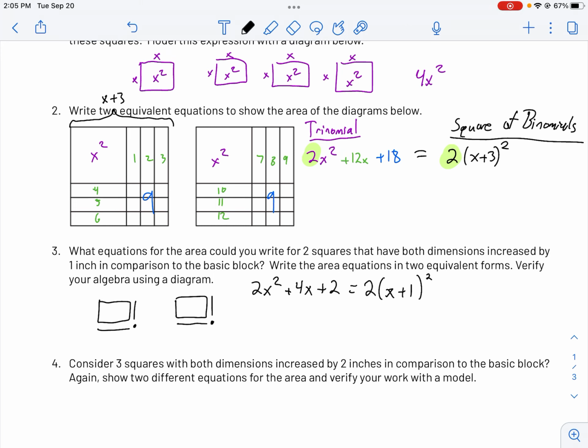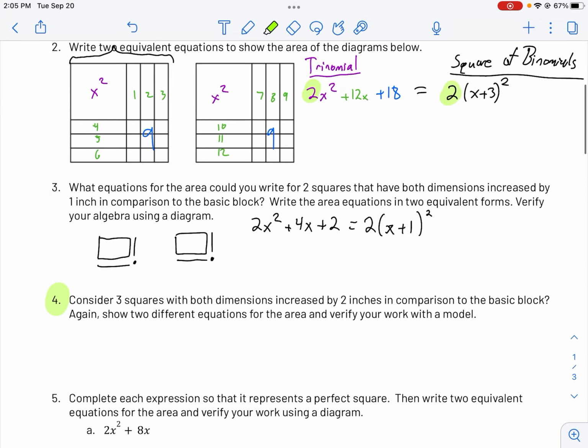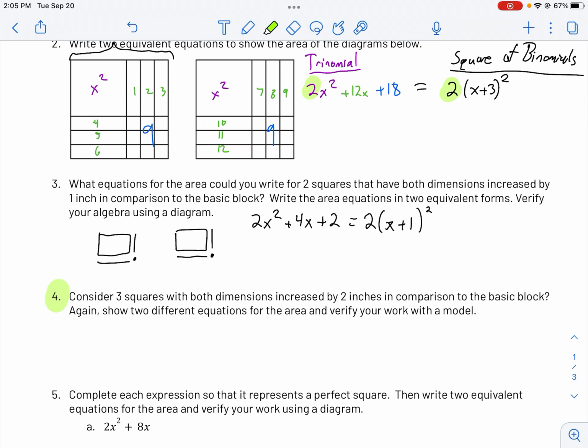Take a second and try number 4 on your own. Okay, so try number 4. The answers are posted on Canvas. So if you get number 4 and want to check your work, you can pull up Canvas and see what you get for number 4.